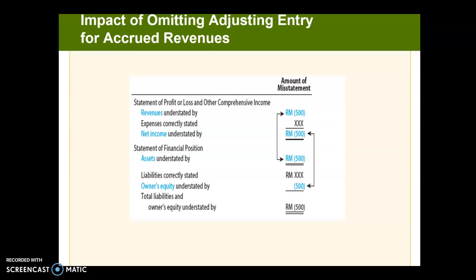Likewise, if we did not record the adjusting entry, we understated our revenue. We did not declare revenue amounting to 500 ringgit. So our net income is understated, our assets are understated, as well as our owner's equity. So the impact is huge if you do not record the adjusting entry. Okay, we will proceed with another video on this.